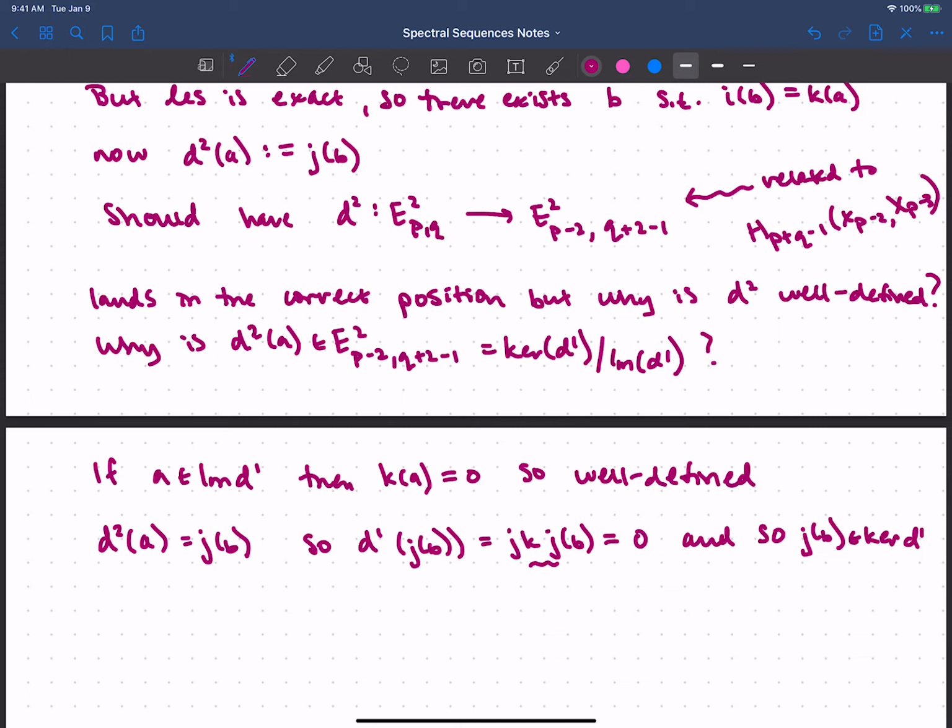So this map, D2, is mapping to things in the kernel, and it's taking things in the kernel here to things in the kernel here. And what we checked just before that is that if we took something that came from the image over here, it would have gone to 0. So that map is well defined.